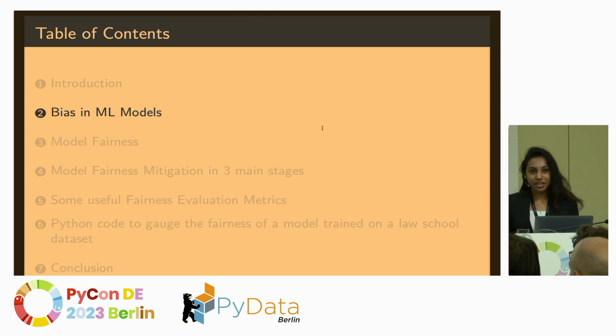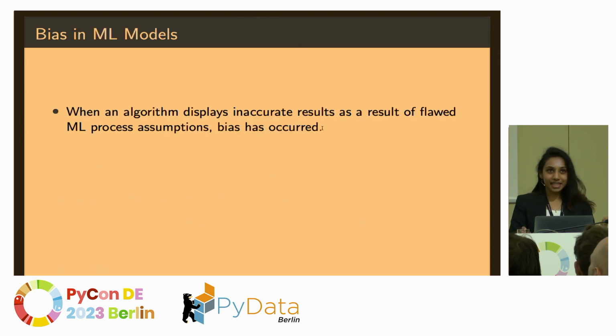Before we move into machine learning model fairness, let me introduce you to the term bias in ML models. Bias is kind of a vague word, so let me try to define it. We say that a bias has occurred when our ML algorithm displays inaccurate or inappropriate results due to flawed ML assumptions. We all know that our machine learning model is built upon a number of ML assumptions. When these assumptions are flawed or faulty, this will lead to our ML model making predictions that are wrong, inaccurate, or undesired.